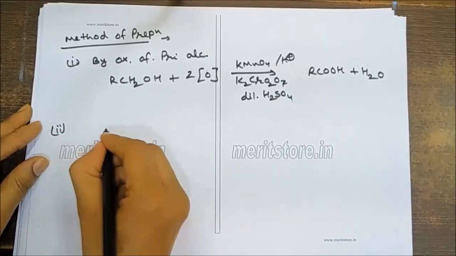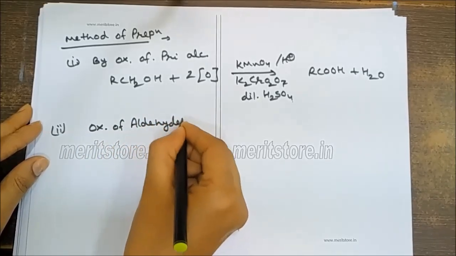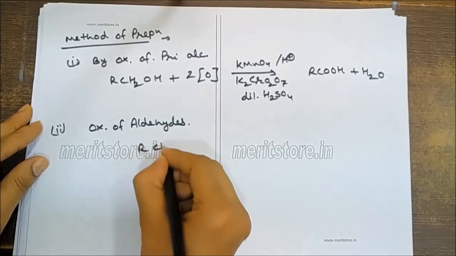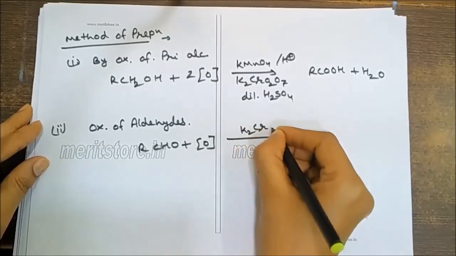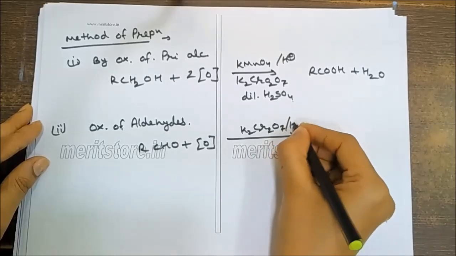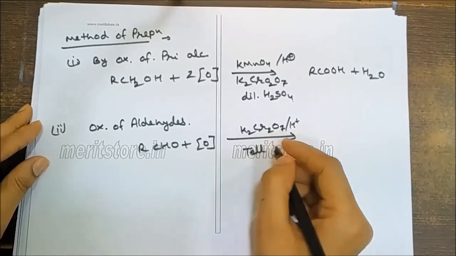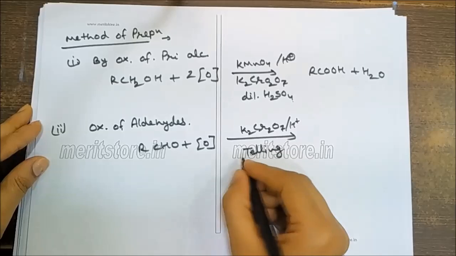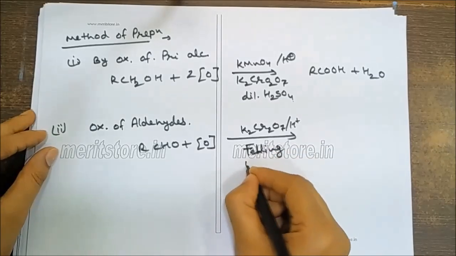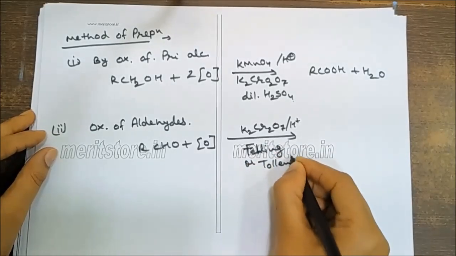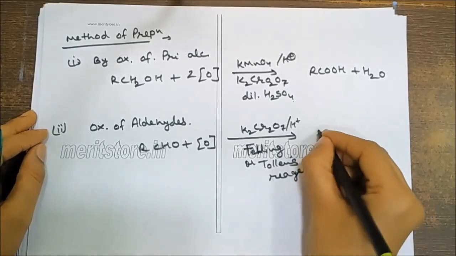The second method of preparation is oxidation of aldehydes. Aldehydes on oxidation in the presence of the same potassium dichromate or Fehling or Tollens reagent, as we have read in the previous section, will give acid.